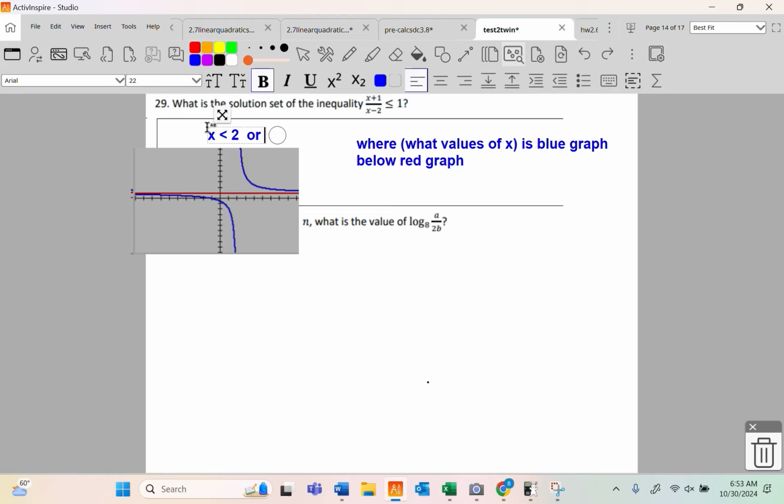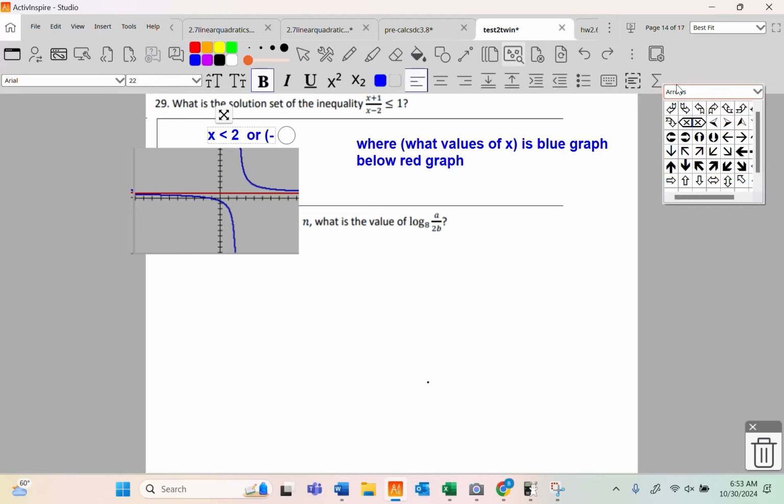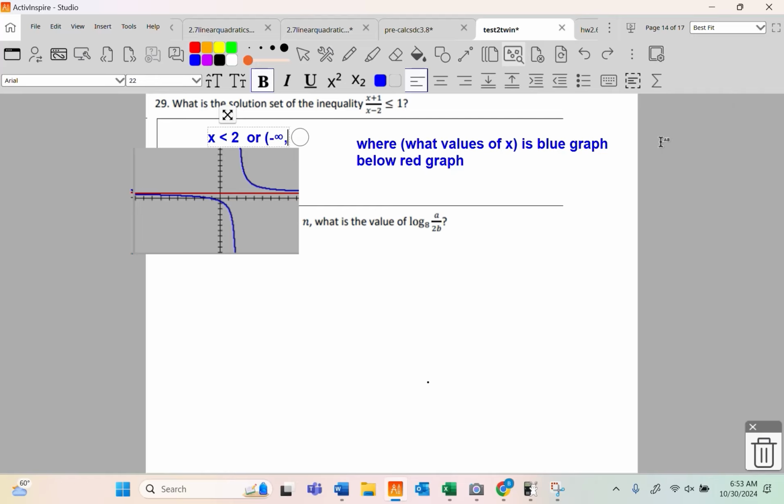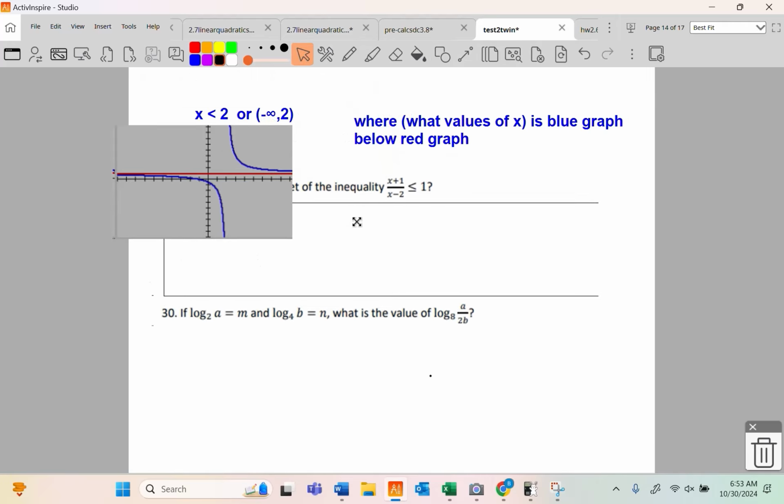Or if you like interval notation, negative infinity, see how many tries it takes for me to get the infinity symbol to show up, to 2. Interesting. Is that an actual answer that's listed?